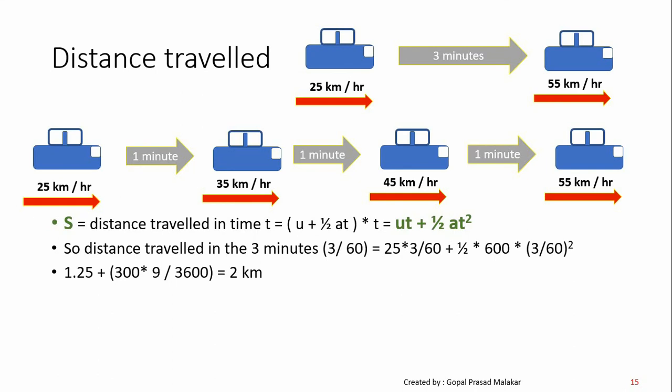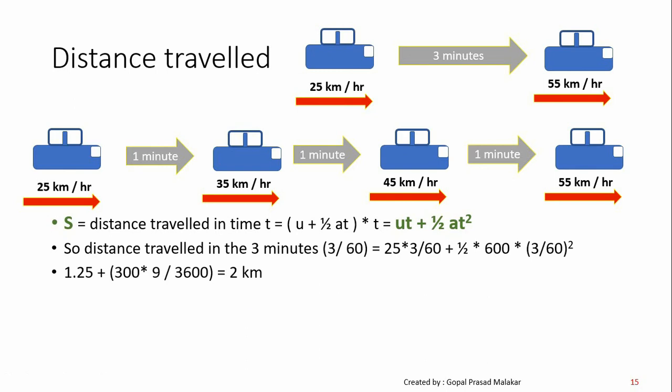So think of it this way: a car which is traveling by 40 kilometers per hour, it means in 1 hour it will travel 40. So in 6 minutes it will travel 4 kilometers, and obviously in half of that, 3 minutes, it will travel 2 kilometers, and that's what is coming out here.